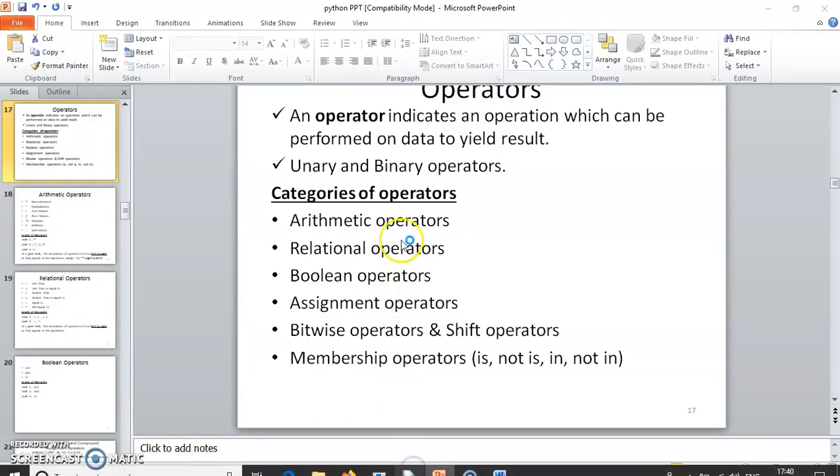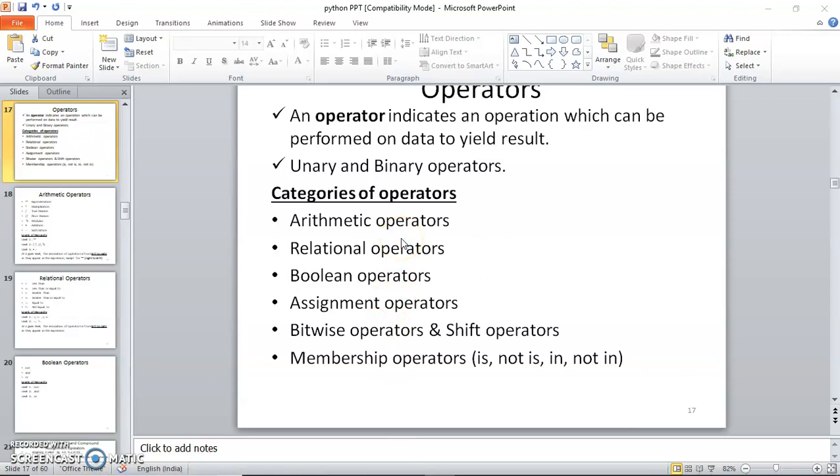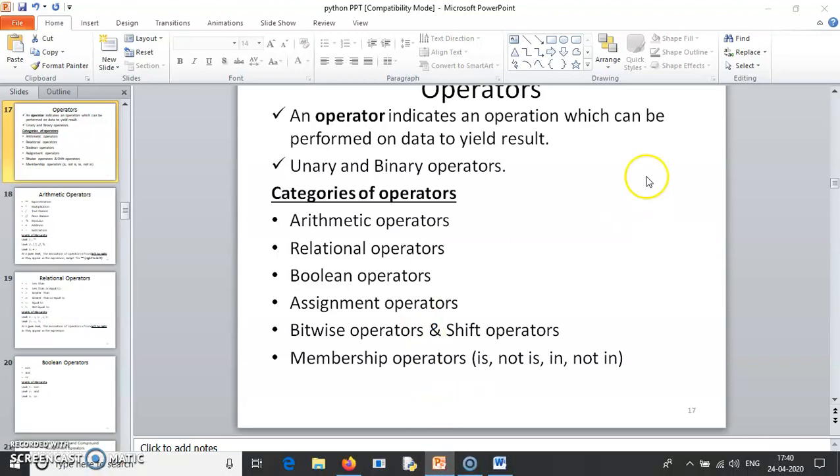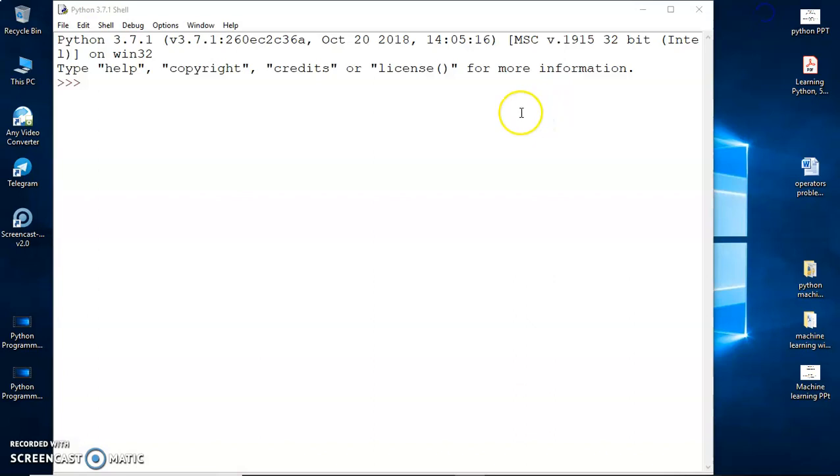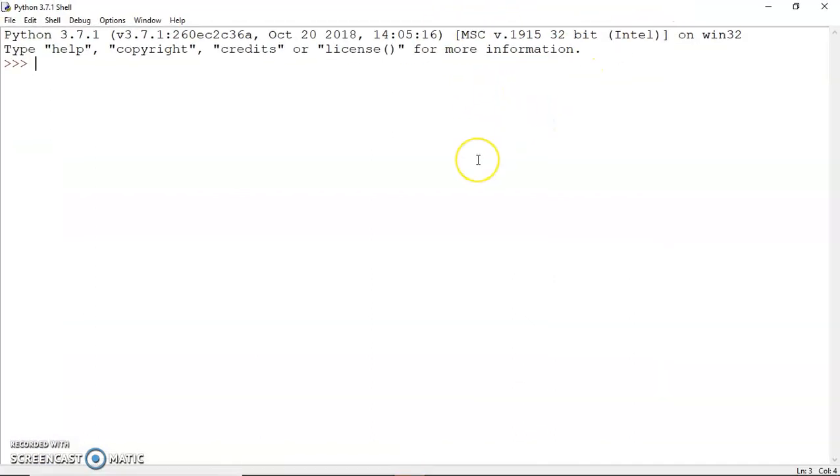So let me begin a Python session where I can discuss the usage of these four operators: is, is not, in and not in. Let's say we have a variable a with the value 10 and b with the value 20. If I try to write a is b, what answer would you expect? Obviously the answer is false. And if I write a is not b, then obviously the answer is true.